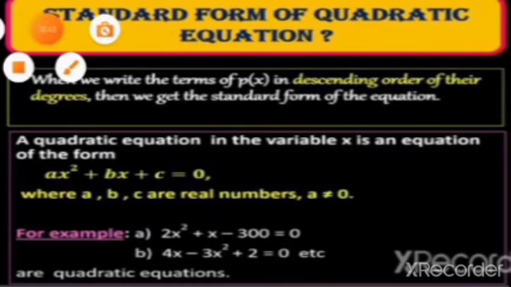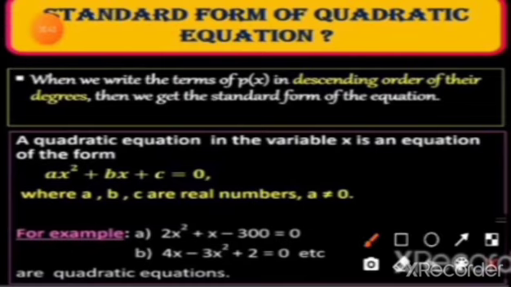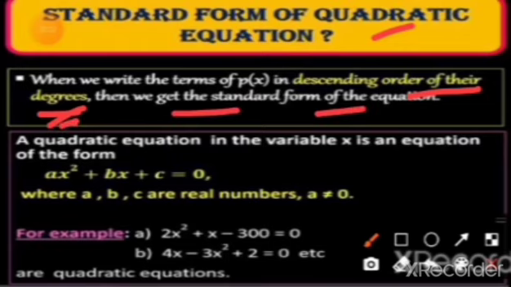First topic is standard form of a quadratic equation. When we write the terms of p(x) in descending order of their degrees, then we get the standard form of the equation. A quadratic equation. What is the quadratic equation? In which degree of the variable is 2. So degree means highest power of the variable.